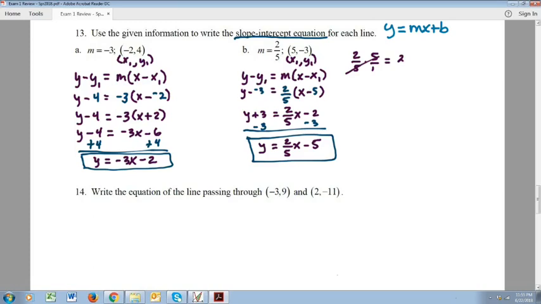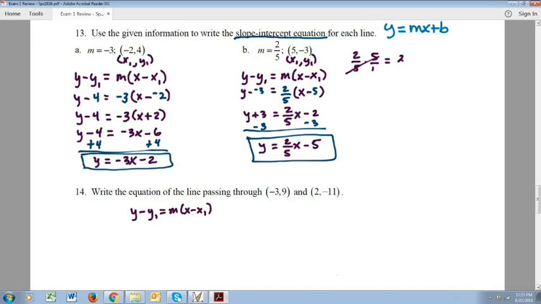Now number 14 is really the same kind of problem. It's asking us to write an equation. And so we know if we have to write an equation, we're going to need point slope form. And again, what do I need to use this? Well, it's called point slope form for a reason. I need a point and a slope. And notice we have 2 points, more than we need, which doesn't really matter, but we don't have the slope.